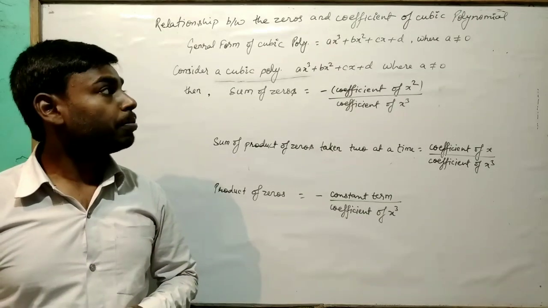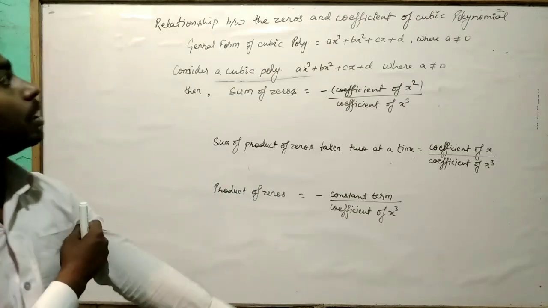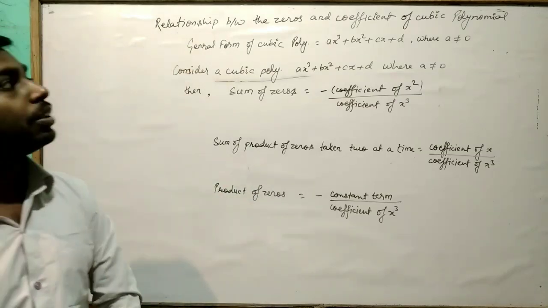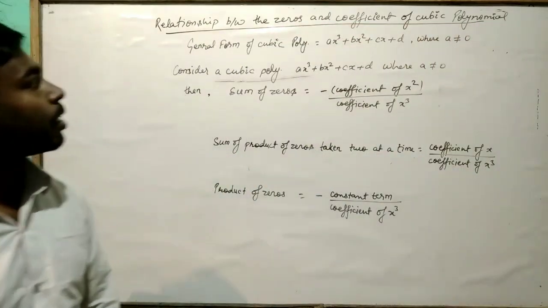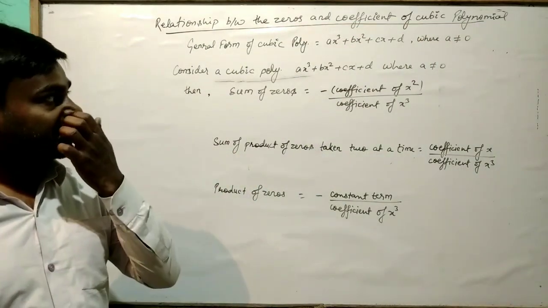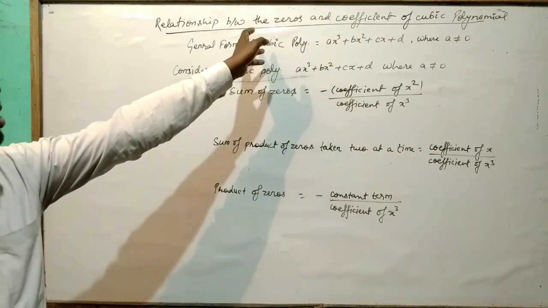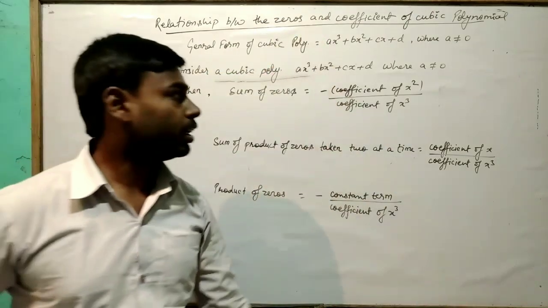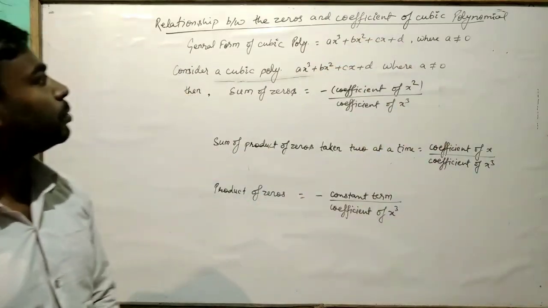It is polynomial part 8. In this video we will see the relationship between the zeros and coefficients of a cubic polynomial. We have already studied the relationship between the zeros and coefficients of a quadratic polynomial. Now we study cubic polynomials.